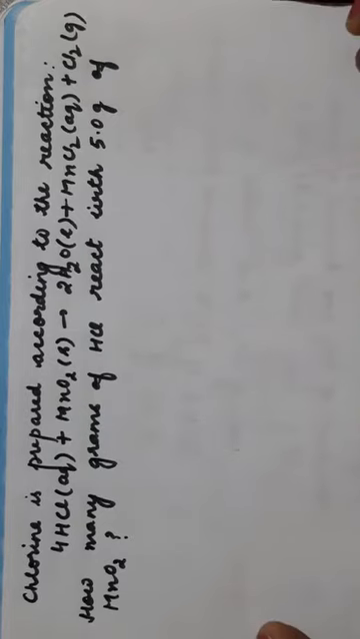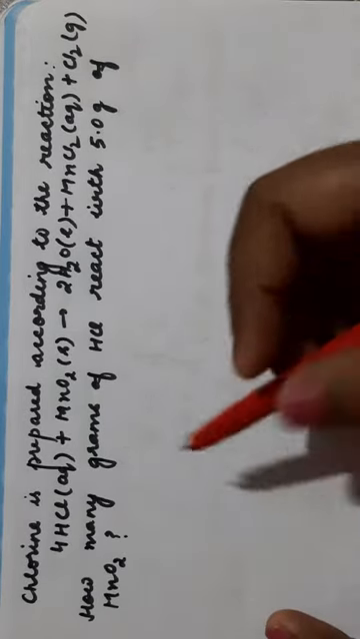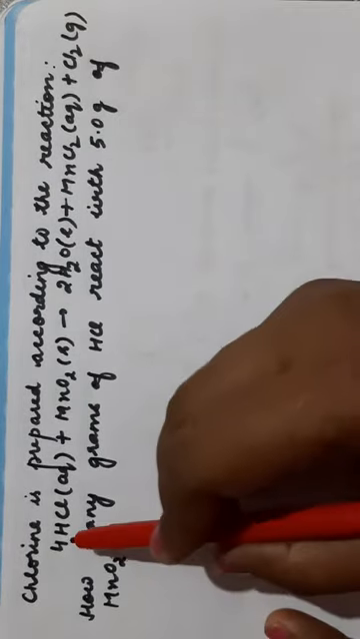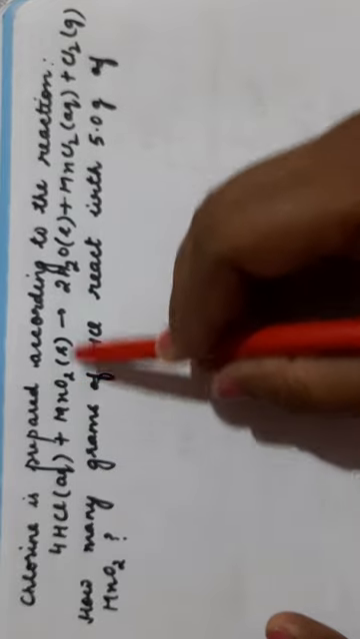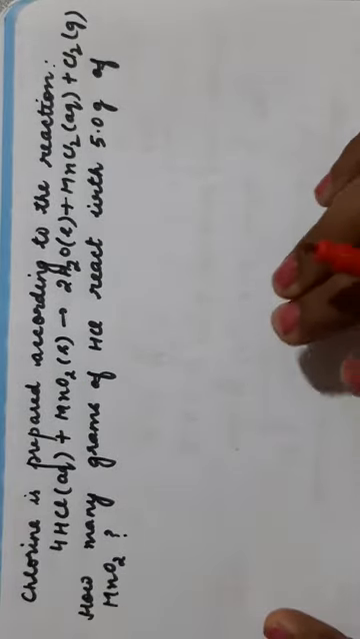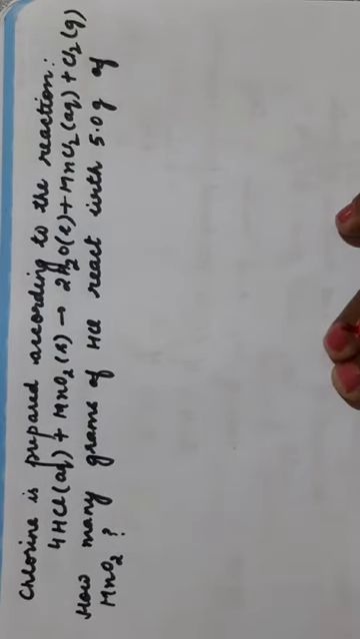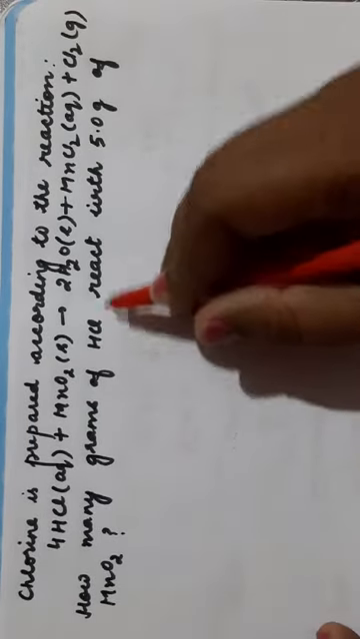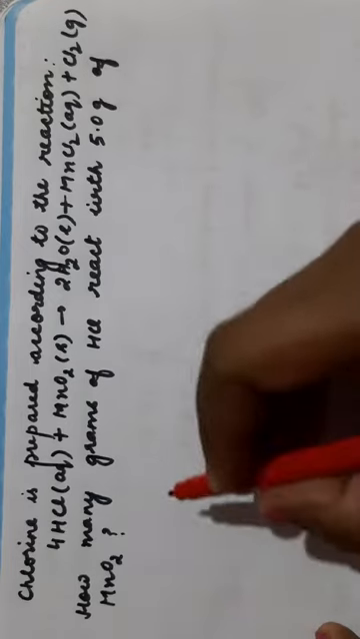This is again an exercise question of NCERT. Chlorine is produced according to the reaction 4HCl plus MnO2 gives 2H2O plus MnCl2 plus Cl2. Now in this case the reaction is given to you. You have to find how many grams of HCl will react with 5 gram of MnO2. So you have to write the relation between mass.